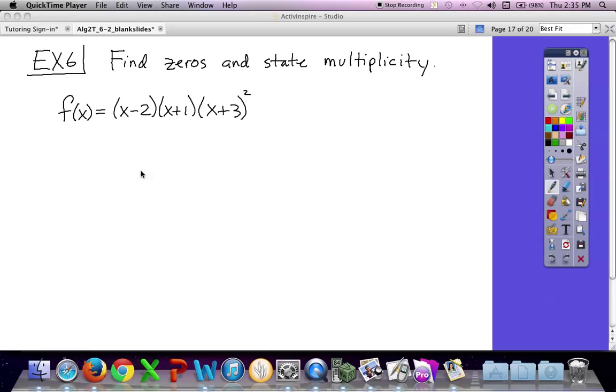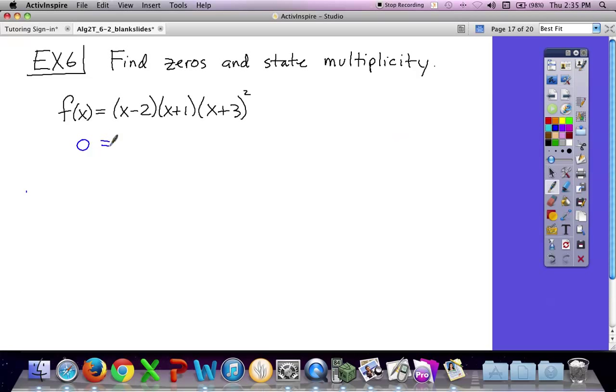What do you think are the zeros? 2, -1, -3. Okay? Do any of those zeros have a multiplicity? Are any of those factors raised to a power? Okay? So we would do it like this.